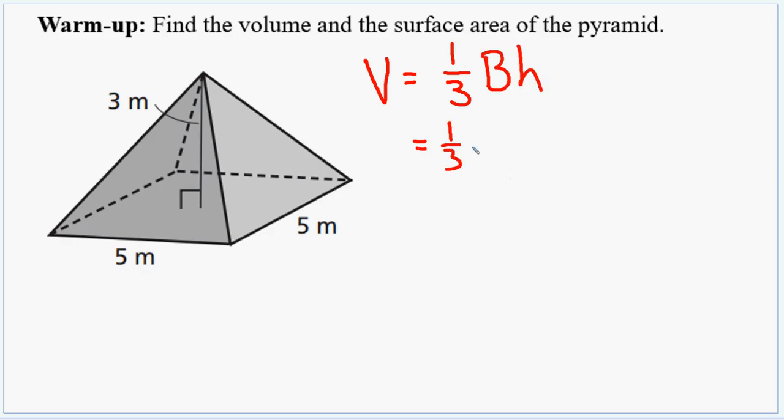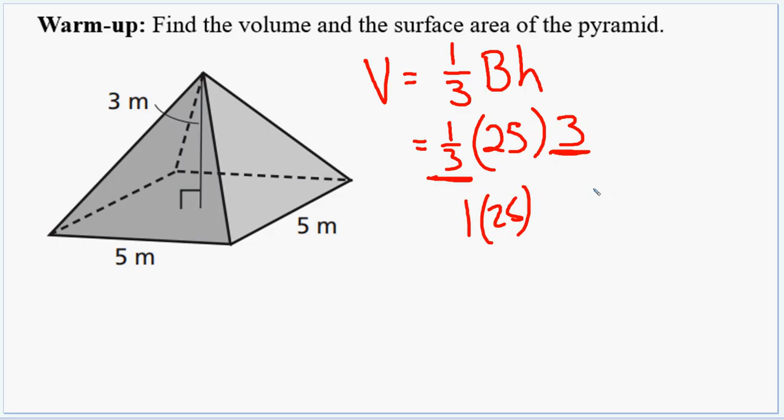Well, we've got our 1/3. The area of the base, well, the base is a square. It's 5 by 5. And 5 by 5 is 25. And then here's the height. The height is 3. And if I do 1/3 of 3, that's 1. 1 times 25 is 25. And our units there would be meters cubed for our volume.